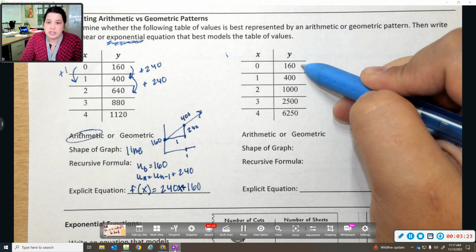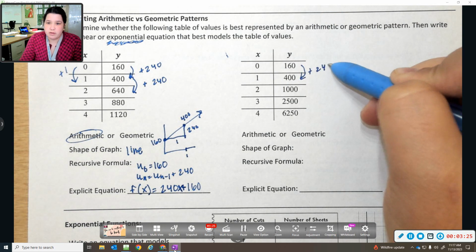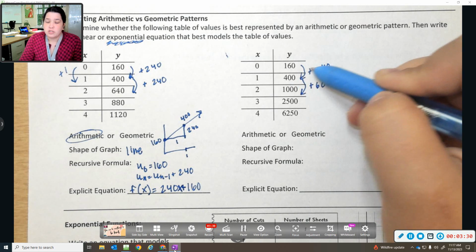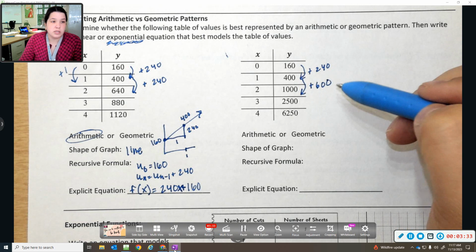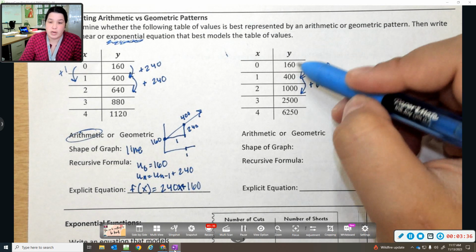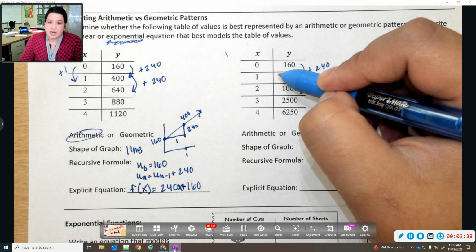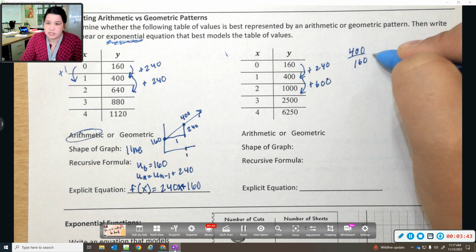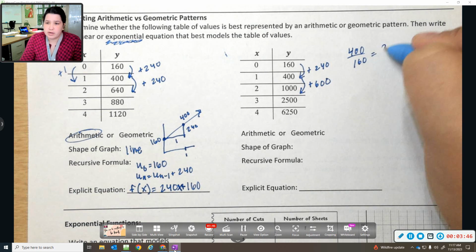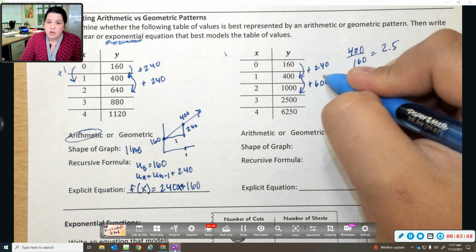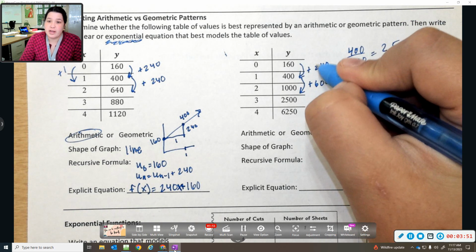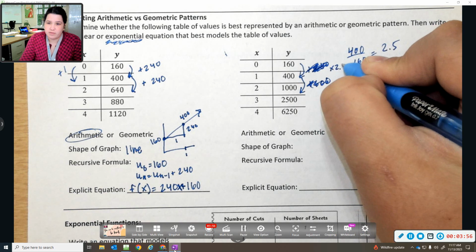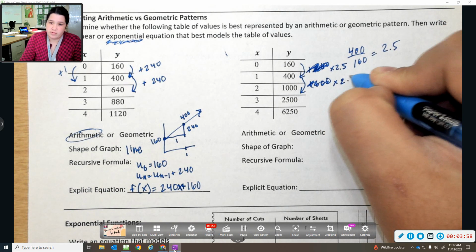If I look at this side, I'm adding 240, but then I add 600. So this is not good. Now we need to look at what it is multiplying by. To figure out what it's multiplying by, I'm going to take 400 and divide by 160. If you divide that, you're going to get 2.5. So instead of adding 240, adding 600, this is multiplying by 2.5, and so on and so on.